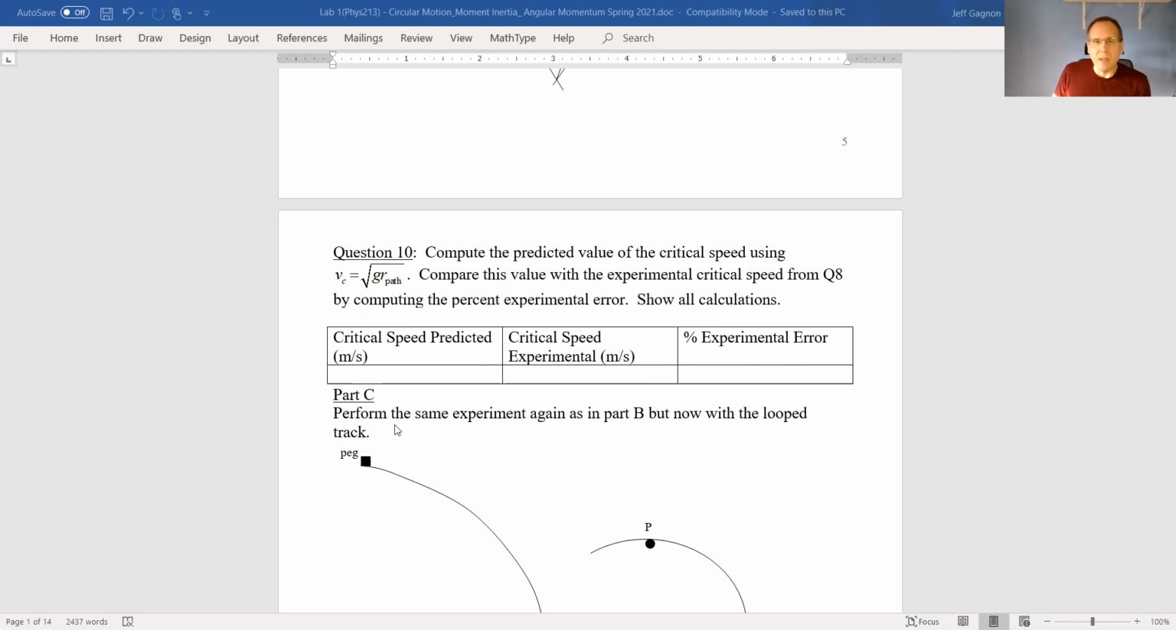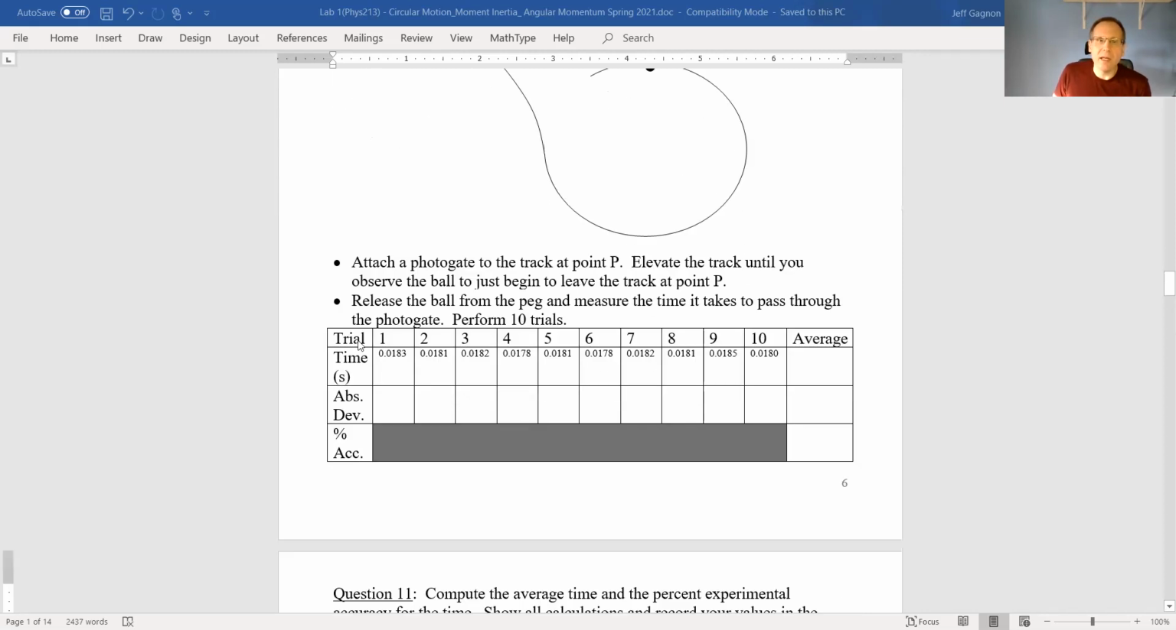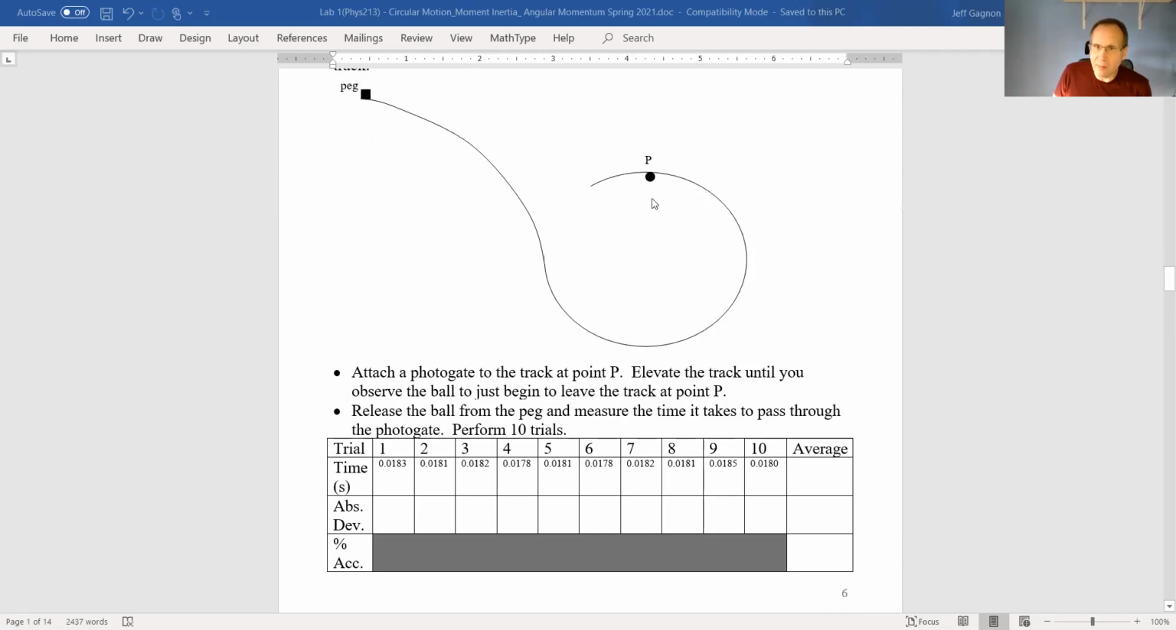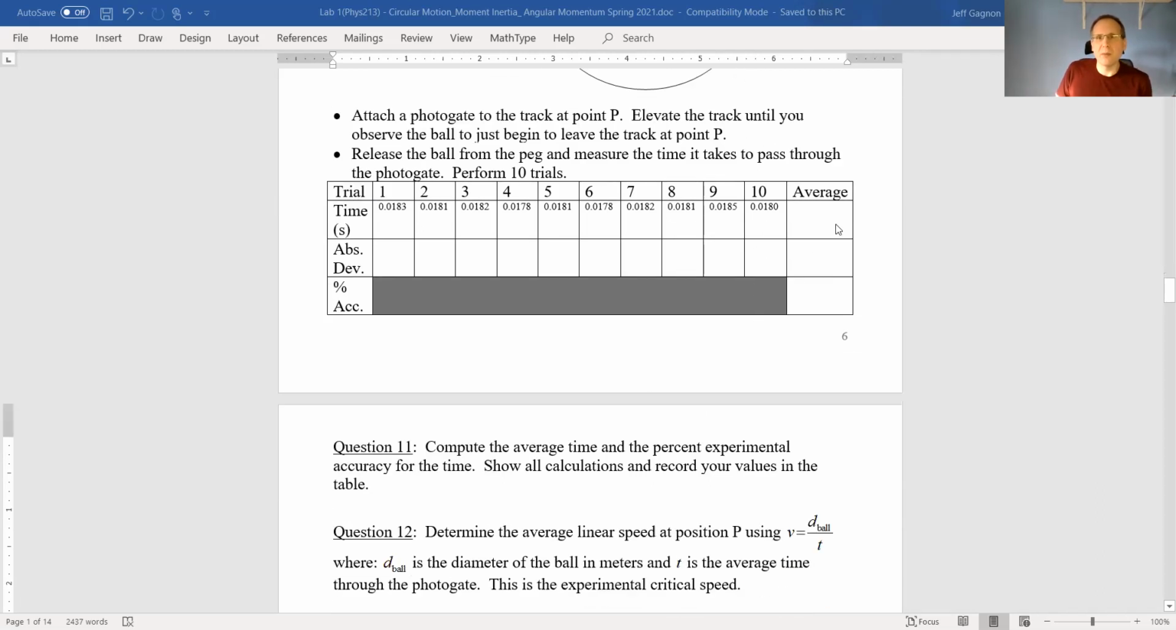Okay, part C, exact same thing, right? Same set of questions, except now we're dealing with a loop, right? So now it's rolling underneath. So again, I collected the time. I had a photo gate there that was installed. It was upside down now, the photo gate. And I collected the time it took the ball to pass through that photo gate for 10 trials. So these are my 10 values. So question 11 is compute the average time and compute the percent experimental accuracy.